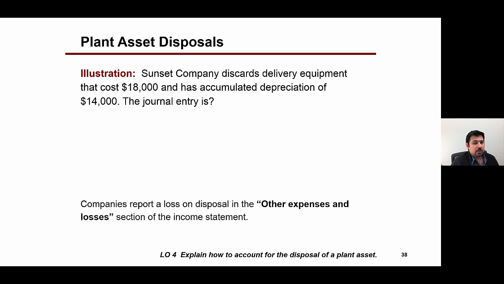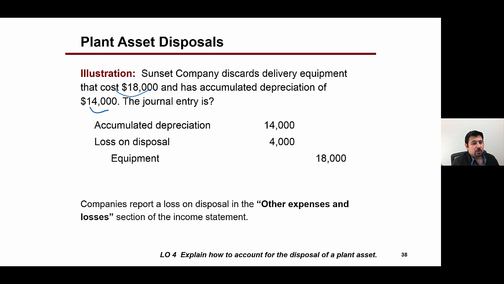Sunset Company discards delivery equipment that costs 18,000 and has accumulated depreciation of 14,000. What is the journal entry here? The journal entry will always be a debit to accumulated depreciation, and here the value was 14,000 and the cost was 18,000. So it will be a debit to accumulated depreciation of 14,000, and the company will credit cost 18,000, and the difference between the two will be debited to loss on disposal.